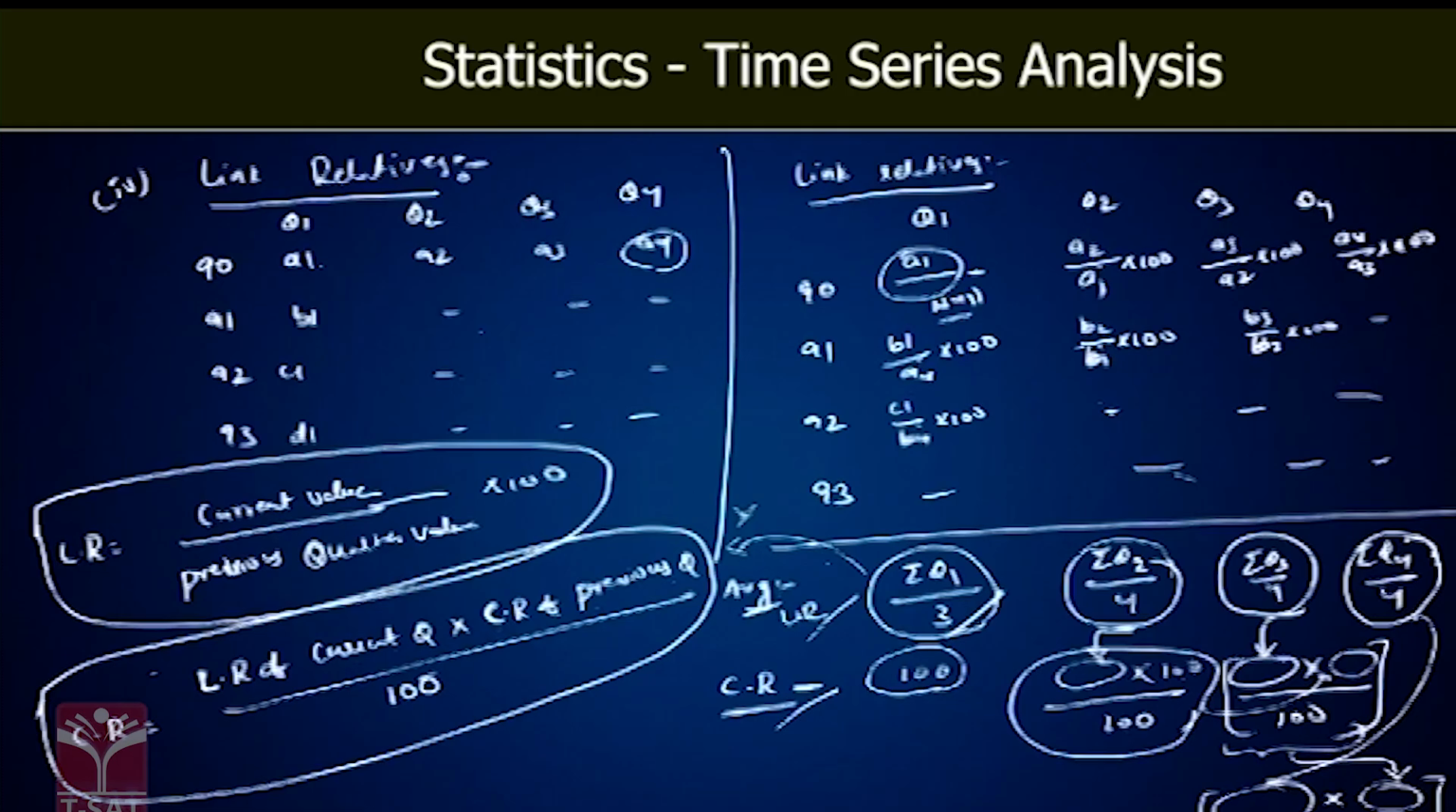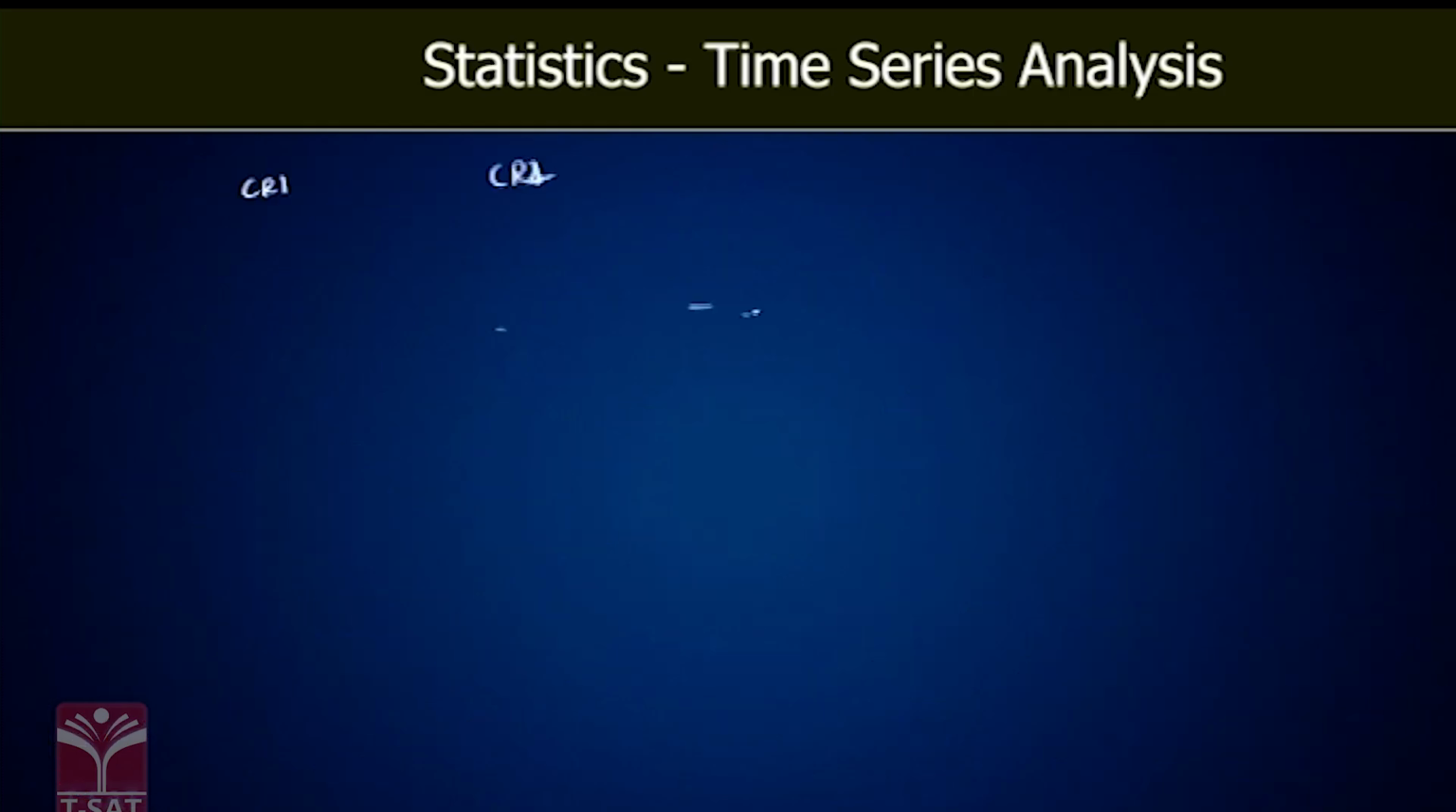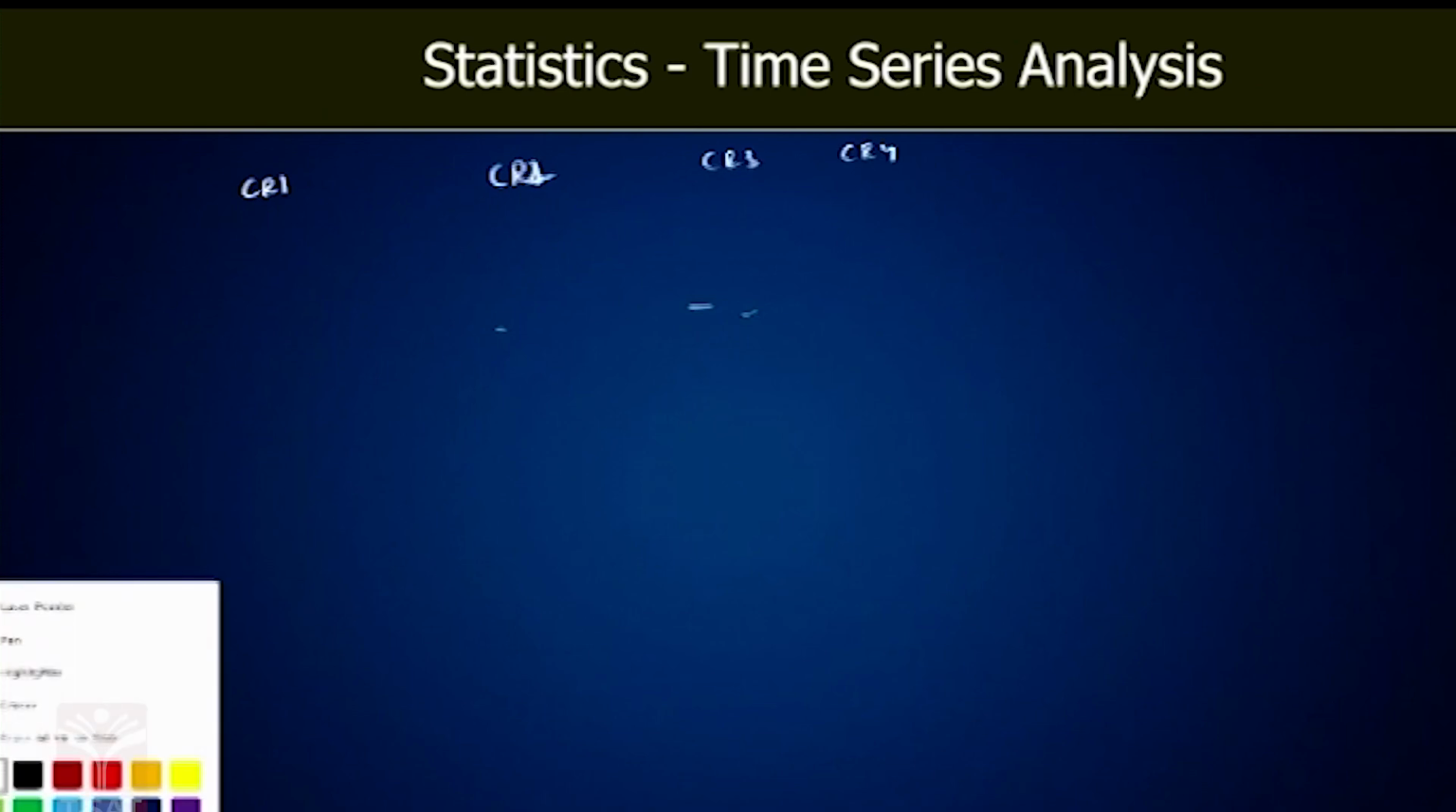After all the chain relatives are found, what should we do next? Let us consider the chain relatives, once we find all the values, as CR1, CR2, CR3 and CR4. Just for reference purposes I am considering the values CR1, CR2, CR3 and CR4. Now chain relatives for all the quarters are calculated.